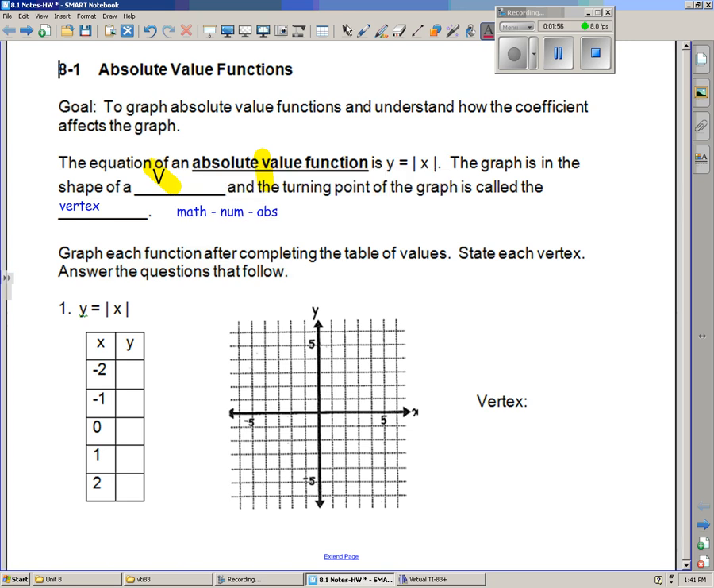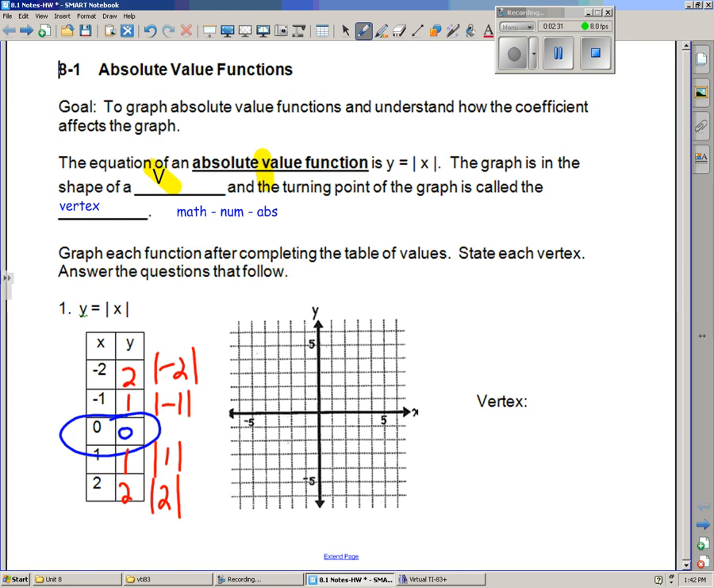Okay, so let's actually start doing some stuff with the graph. The idea is we need to graph each function after completing the table of values. We need to state what the vertex is of each, and then we're going to answer any questions that follow towards the end. So the first one, your vertex should always be that center point, that turning point down here. The absolute value of 0 is just 0. As you start plugging in the other values, the absolute value of -2 is +2. The absolute value of -1 is 1. The absolute value of +1 is 1. The absolute value of +2 is 2.